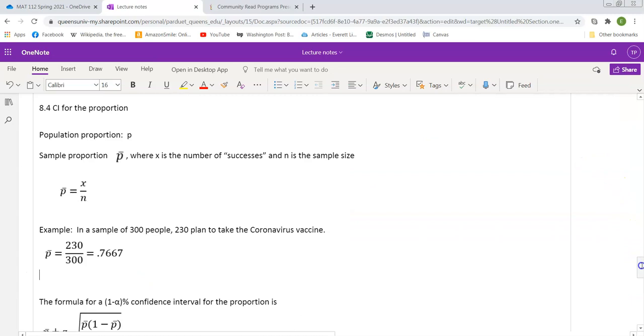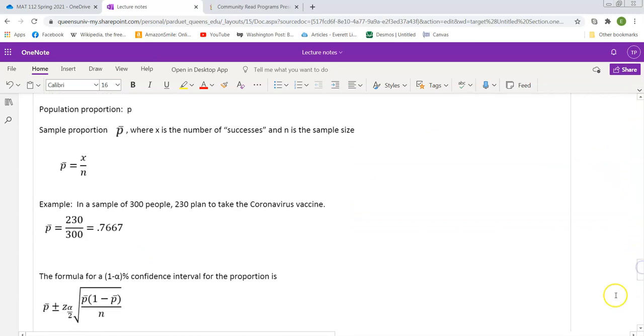So to do a confidence interval, we need this formula. We know what P bar is. We know what N is. And this Z is exactly the same Z we've been seeing, the same Z that was from the first confidence interval section we covered.